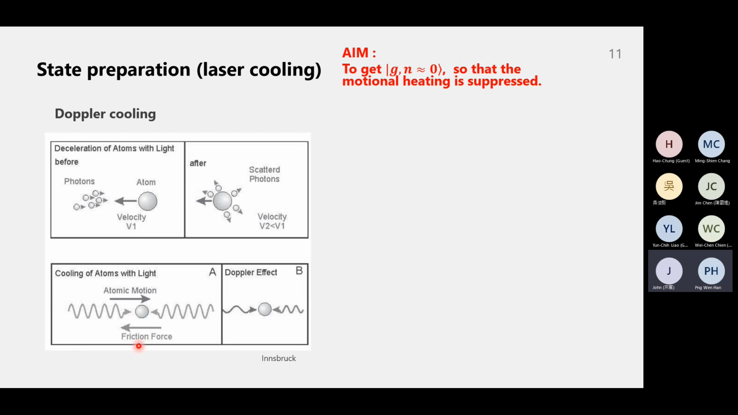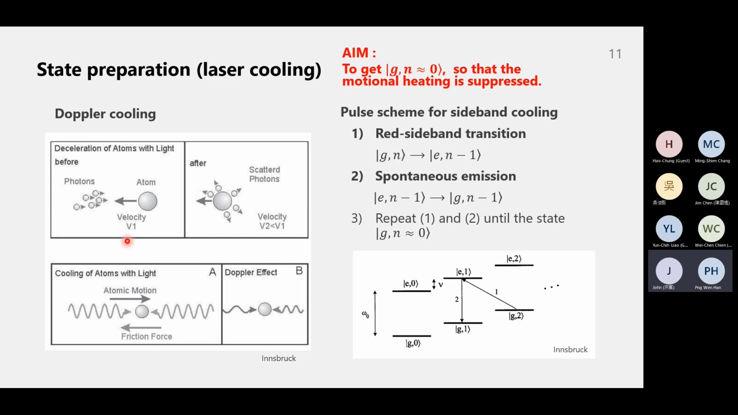Okay, that's how we basically do Doppler cooling on the ions. Now, the example I showed is for a single direction. For three directions, you just need to apply three pairs of beams in the X, Y and Z directions in order to cool the ions in three directions. And then the other type of cooling technique I would like to show you is sideband cooling.